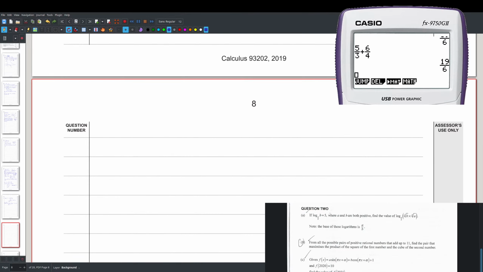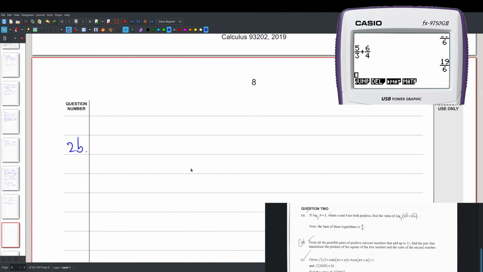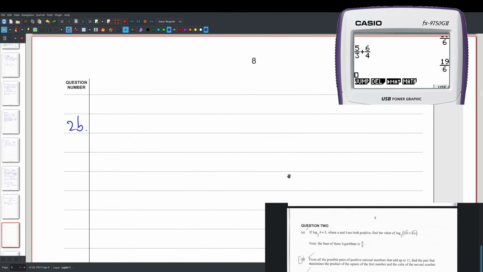From all the possible pairs of positive rational numbers that add up to 11, find the pair that maximizes the product of the square of the first number and the cube of the second number. Bro, this is like some AM-GM stuff, bro. Alright, let's go. Actually, no, I'll solve it with Lagrange multipliers. Nah, I can't be bothered. Okay.